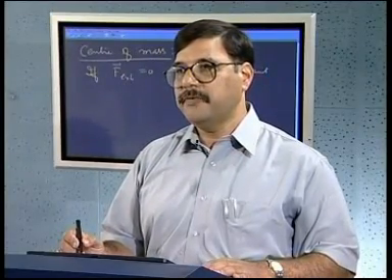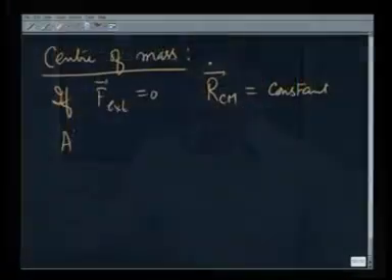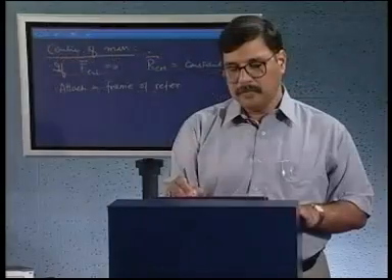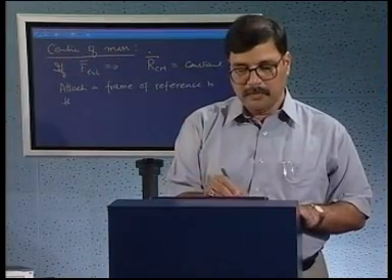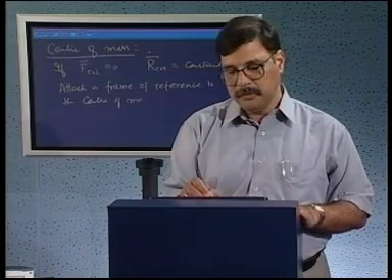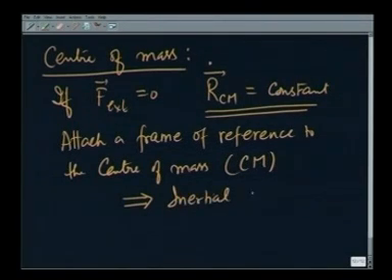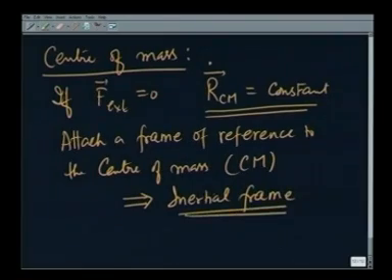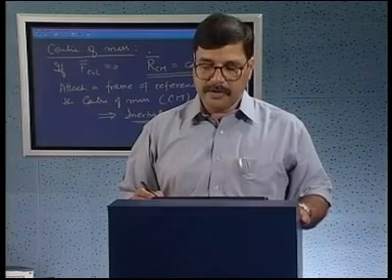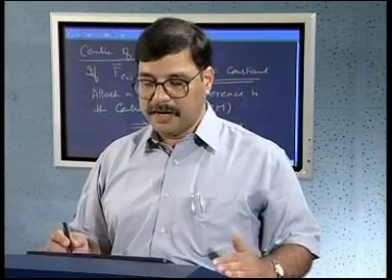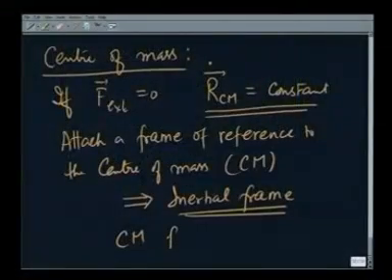If it is moving with a constant velocity, then if I attach a frame of reference to the center of mass, or in short Cm, that frame is also going to move with a constant velocity, and therefore that is going to be an inertial frame. If it is an inertial frame, Newton's second law is valid there also, and I can equally well describe the motion of particles in this inertial frame attached to the center of mass, which I am going to now on call the Cm, or the center of mass frame.